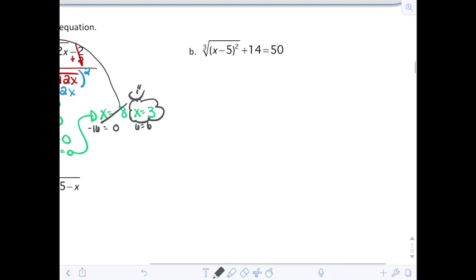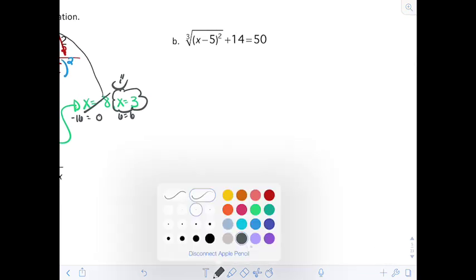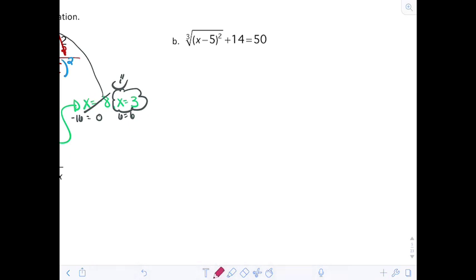Okay. All right, let's try letter B. Okay, here we go. The first thing we're going to do is isolate the radical. So I'm going to subtract 14. And I get the cube root of x minus 5, all squared, is going to equal 36.